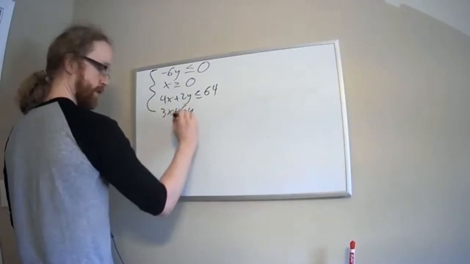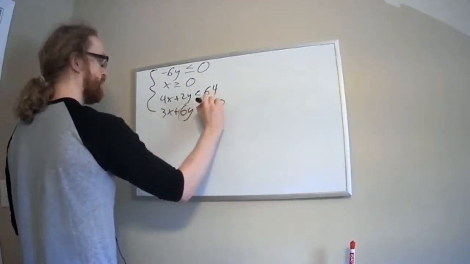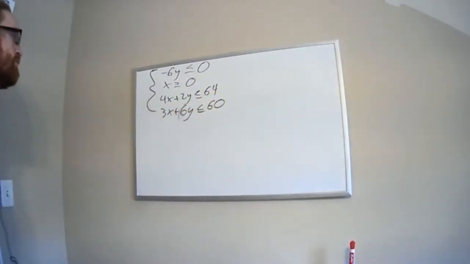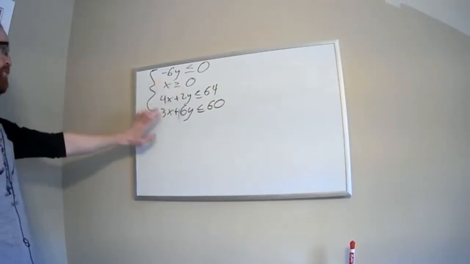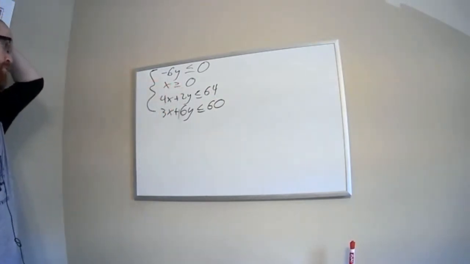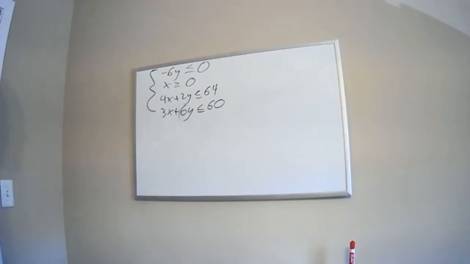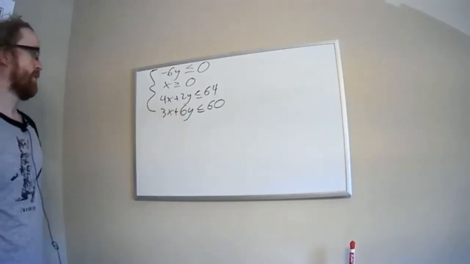That's negative 6y less than or equal to 0. X is greater than or equal to 0. 4x plus 2y is less than or equal to 64. And 3x plus 6y is less than or equal to 60.